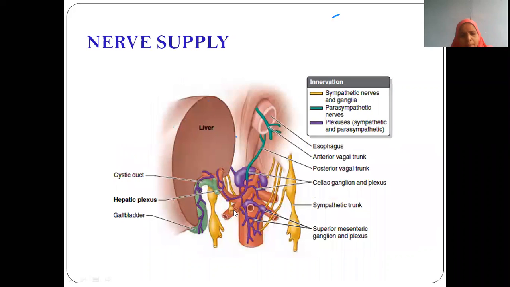Here, the parasympathetic nerve supply always comes from which nerve? Vagus. Parasympathetic is coming from the vagus. Sympathetic nerve supply is coming from the ganglia, the thoracic sympathetic chain.